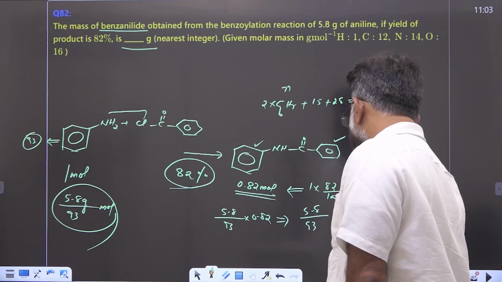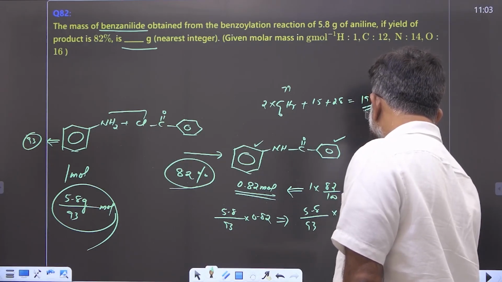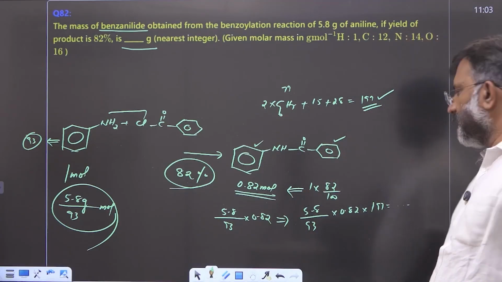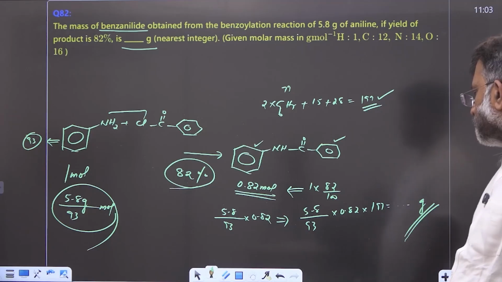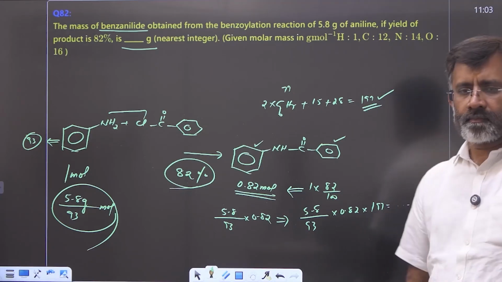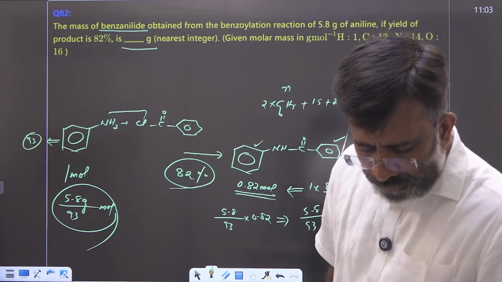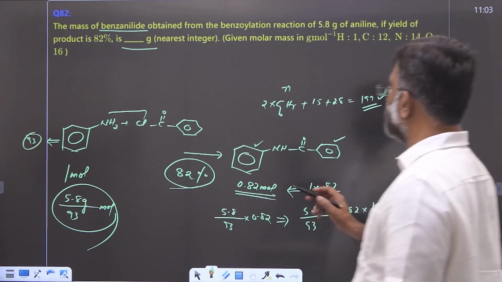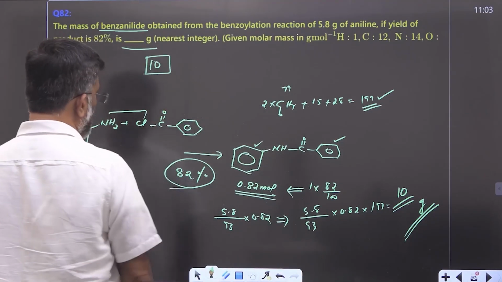by 93 into 0.82 into 197. That will be the answer. That many grams. That is the answer. Okay. Please verify whether you are getting 10. 10 is the answer. Please verify whether you get that or not. 10 gram you will get.